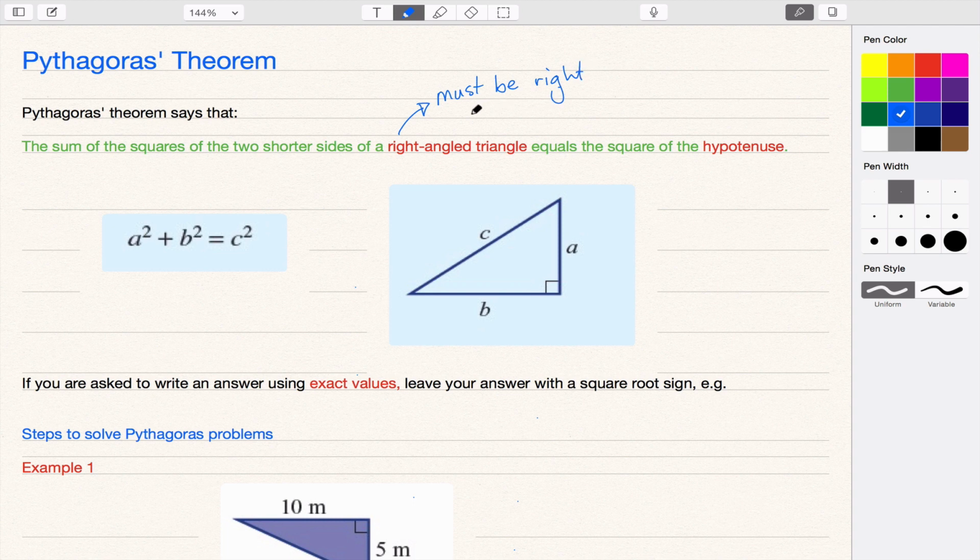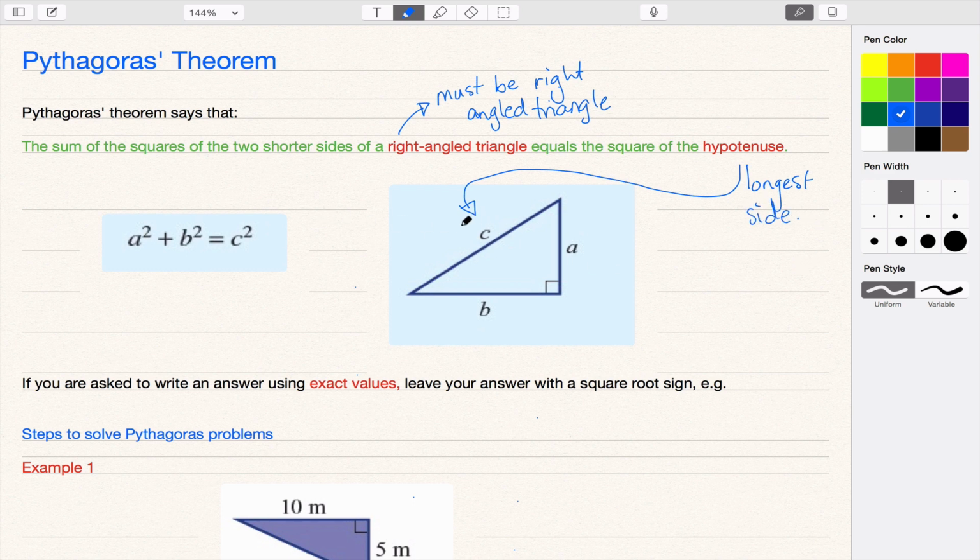And you can tell if a triangle is right-angled by looking at this little box in the corner there. We need to work out what's this hypotenuse. If you recall, hypotenuse is the longest side.